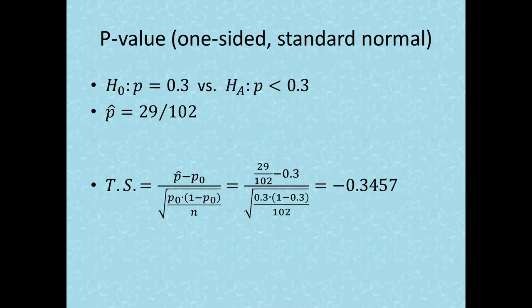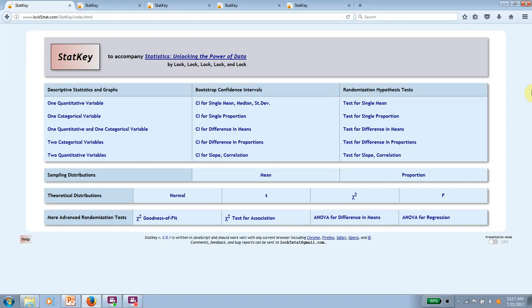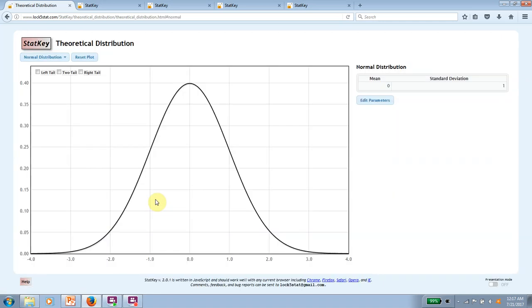It's a one-sided alternative because of that less than in the alternative hypothesis. We've got the p-hat, from which we can compute the test statistic, rounded to 4 places, that ends up being negative 0.3457. To compute the p-value in StatKey, the option you want is normal under theoretical distributions. Normal because this has to do with a proportion. If you look up in the upper right corner, the default is a standard normal distribution with a mean of 0 and standard deviation of 1.